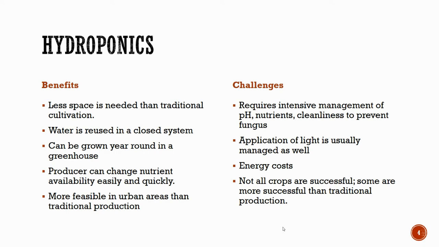The application of light tends to be a little bit of a challenge as well, simply because oftentimes we're running it off of electricity and that costs money. We have higher energy costs oftentimes in hydroponics. And not all crops grow successfully in this situation. There are certain crops that lend themselves well to it. We've had high success with things like lettuce and strawberries and tomatoes, but some crops are just not really built for this cultivation method.